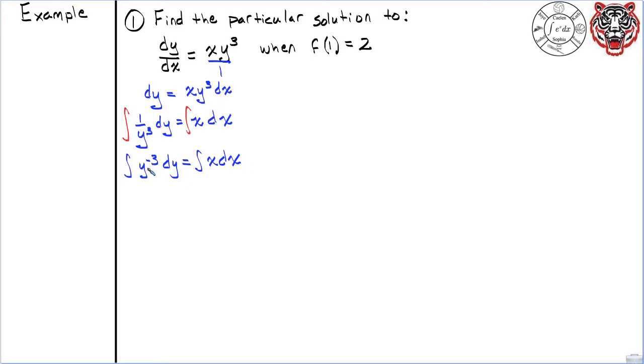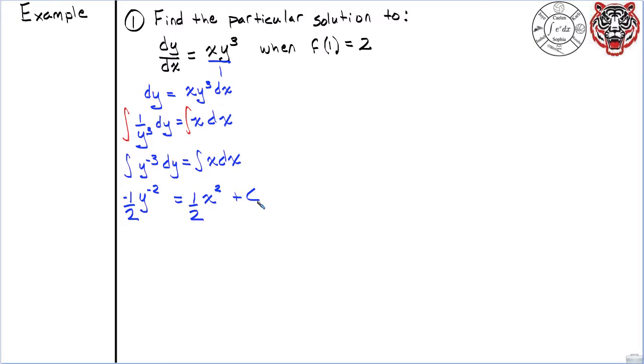And now I need to integrate. So this is going to be adding a power, so y to the negative 2, divide down, so negative 1/2. And that's going to be equal to x going up a power, x squared, divide down, 1/2, and don't forget your constant of integration, plus c. Now I need to plug in, and that'll be step 3.